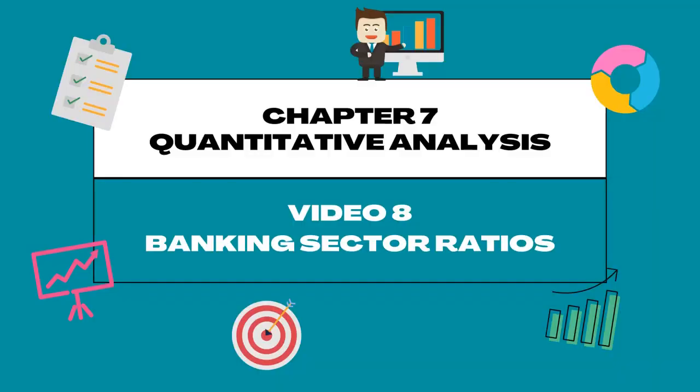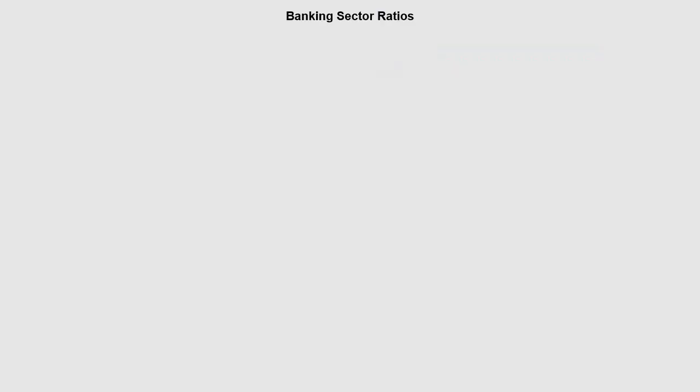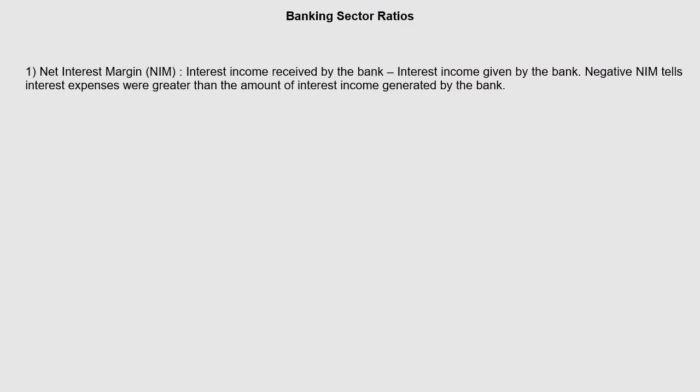Chapter 7, Quantitative Analysis. Video 8: Banking Sector Ratios. First is net interest margin, or NIM. It is interest income received by the bank minus interest income given by the bank.